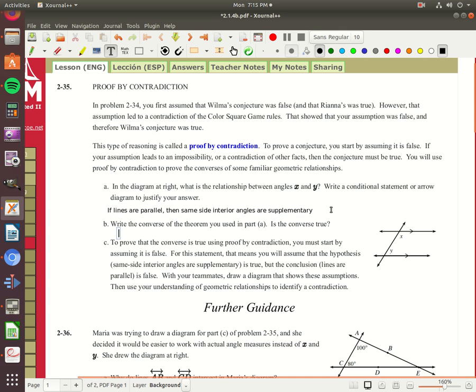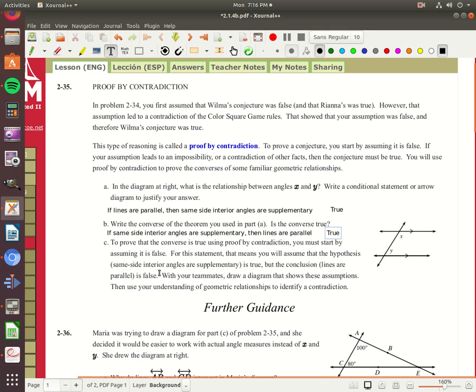And by the way, this is true, right? We know that this is true. It says write the converse. If same side interior angles are supplementary, then lines are parallel. And is the converse true? Yeah, I think we said at the end of 213 that this exact thing would be true, right? If we know that the same side interior angles are supplementary, then that means that the lines have to be parallel.